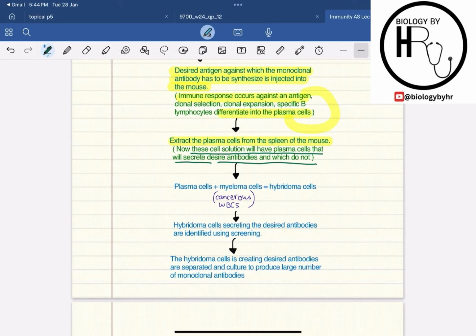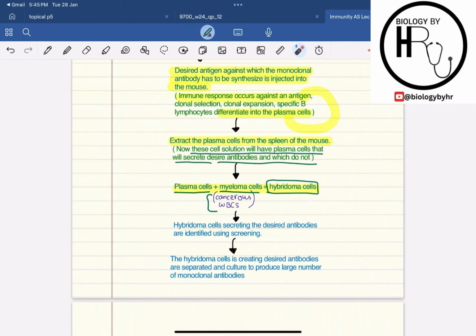So the plasma cells will combine with the myeloma cells, which are the cancerous white blood cells, and they will produce the hybridoma cells, right? The plasma cells combining with the myeloma cells, which are cancerous cells, will be called the hybridoma cells. Now we will do a process of screening, where the hybridoma cells which secrete the desired antibodies will be identified using screening.